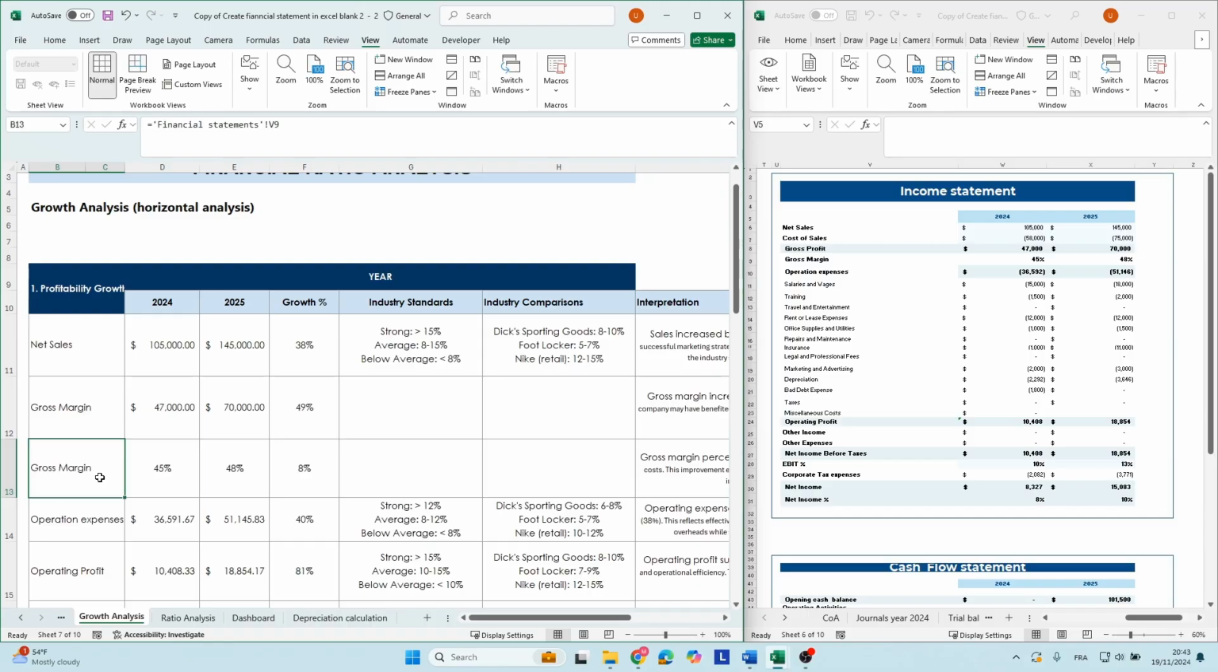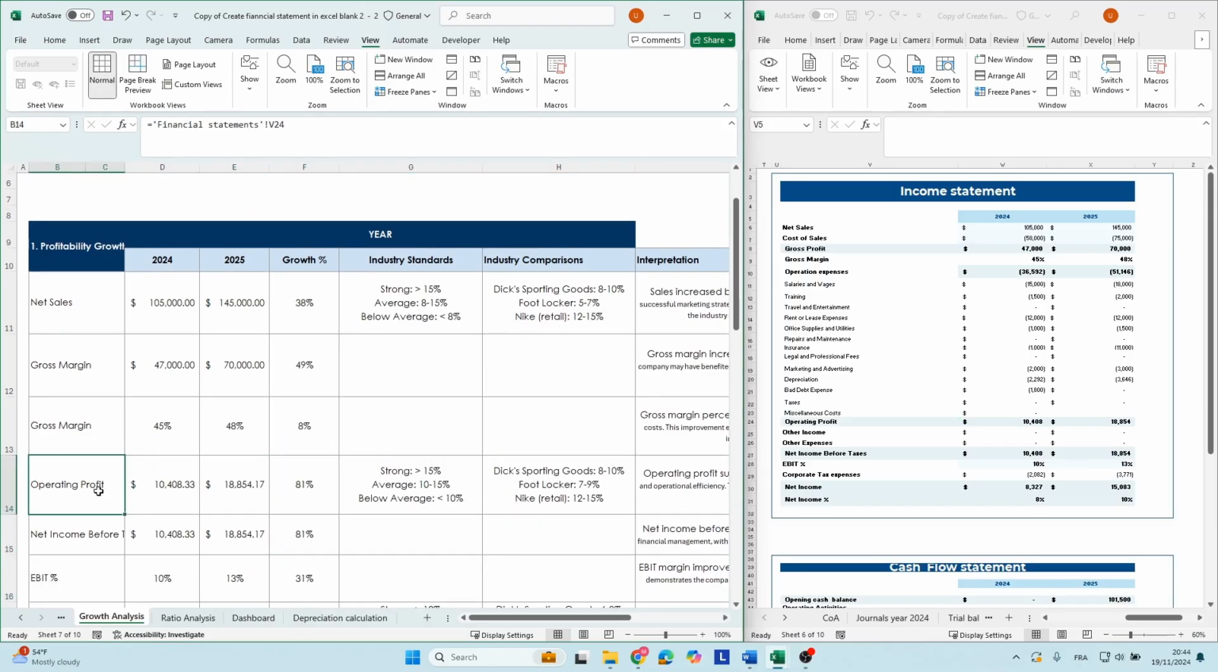Next, we have gross margin. There is 3% increase, moving from 45 to 48, the good achievement. Then we have operation profit, which moved from 10,000 to 18,000 with an increase of 81%. This is a very huge indicator.